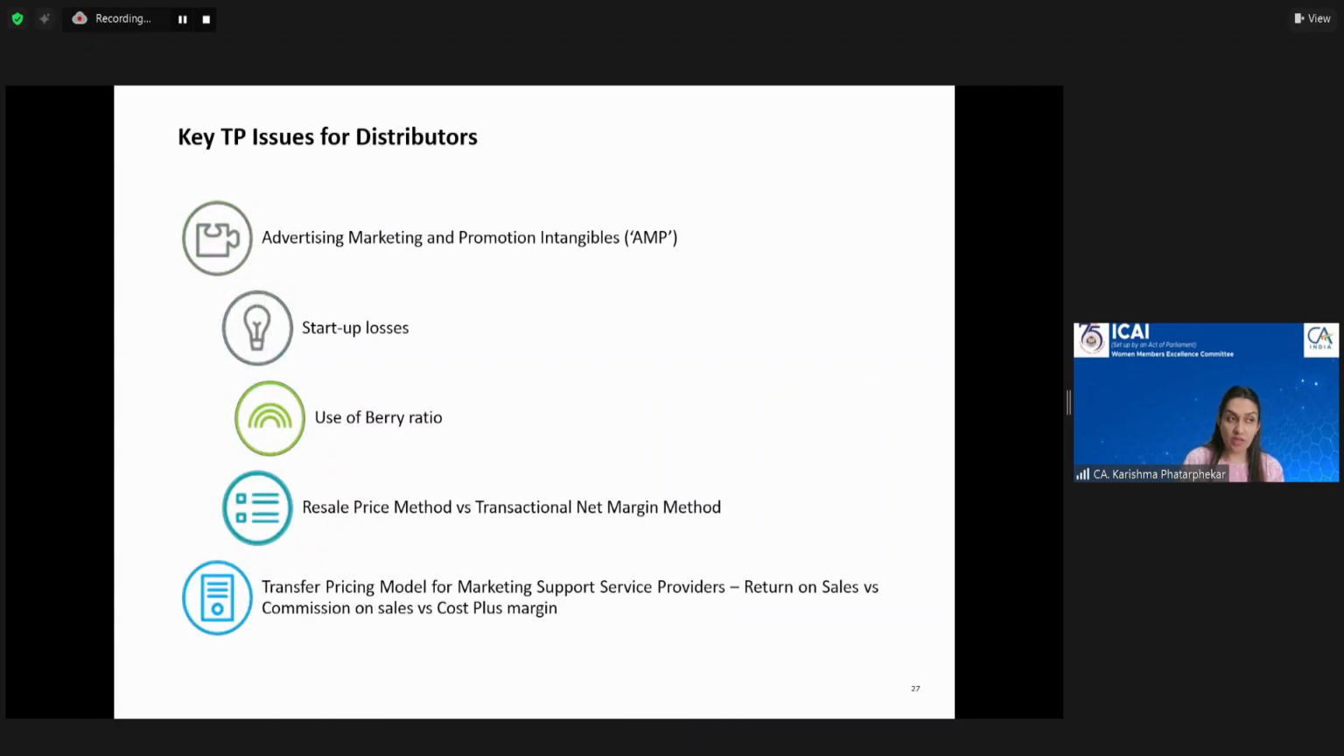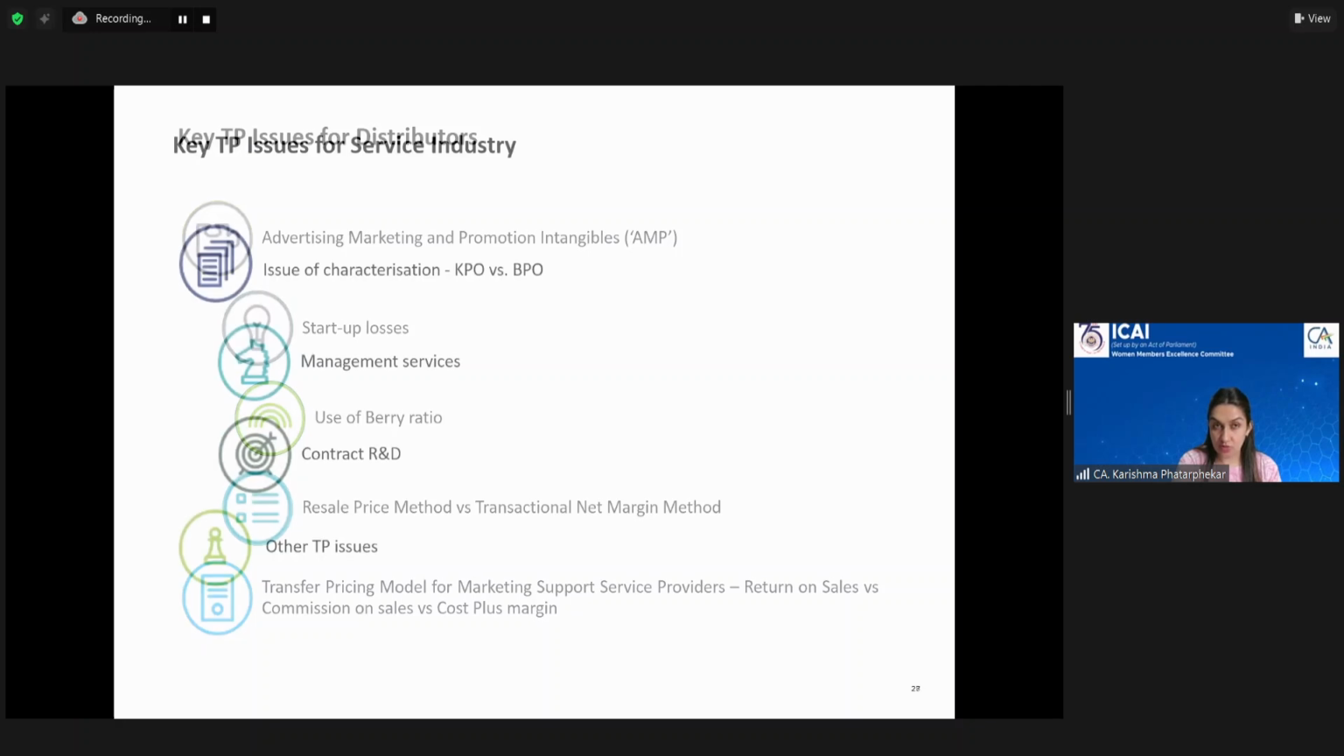For distributors, if you are incurring an advertising marketing expense spend, should you be recovering this from the owner of the intangible, or is this carried out only for your incidental? I mean, is the benefit to the brand owner or the intangible incidental? But actually, the crux of AMP being incurred is for your own local sales. How would you benchmark startup losses? In distributors, whether you should use gross margin or TNMM, whether it should be a cost plus model or ROS model. So these are the broad, I would say, issues in TP for distributor.